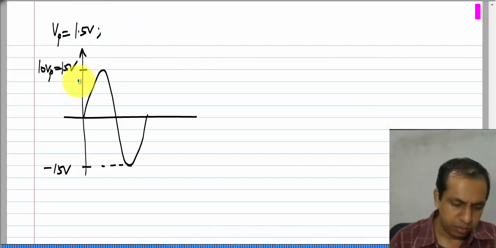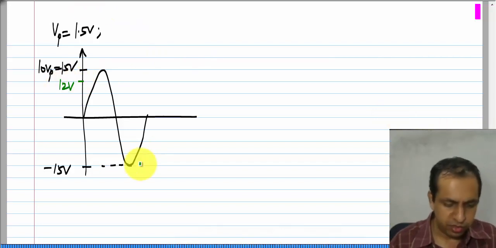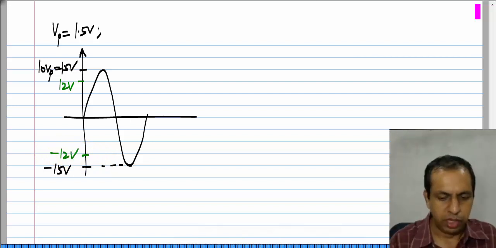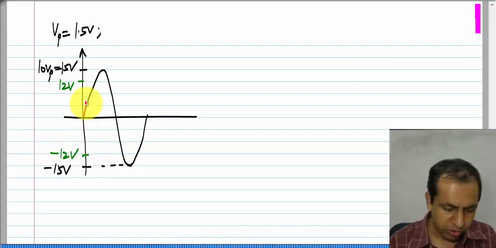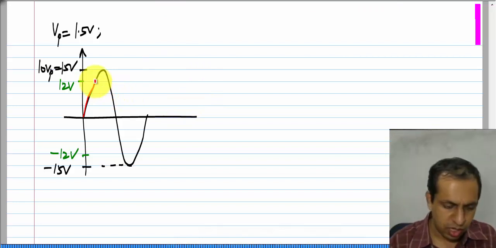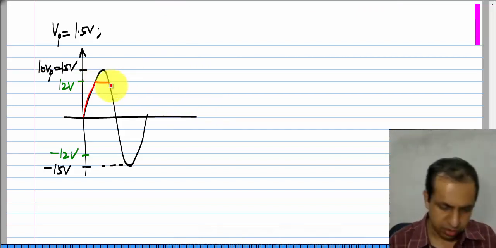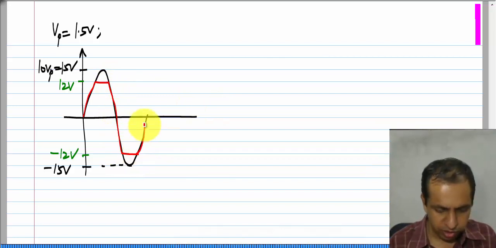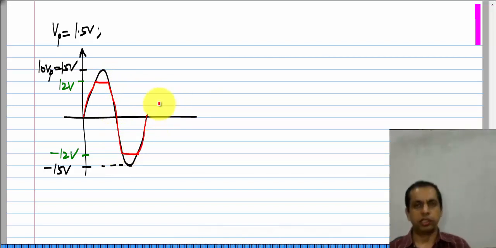What will happen is that because the limits are 12 volts and minus 12 volts, the output will follow the expected one as long as it is within 12 volts and minus 12 volts, and it will saturate there. Similarly, it will come down, it will saturate there, and so on. So, clearly this is not a good amplifier, because the output shape does not resemble the input shape anymore, and the output is not simply 10 times the input.